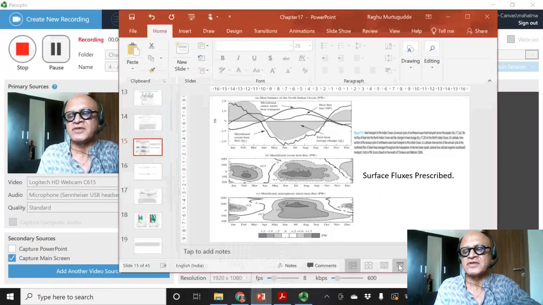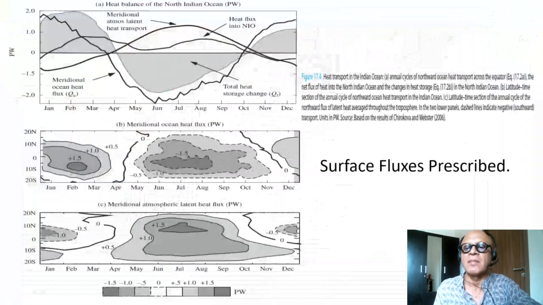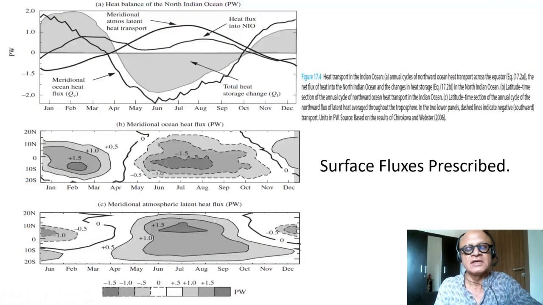So let's look at some of the results of this model. This paper, Chirokova and Webster, which is referenced extensively, presents results from that J. McCreary 2.5 layer model that we just looked at. This is showing heat transports in the Indian Ocean, annual cycles of northward heat transport across the equator.